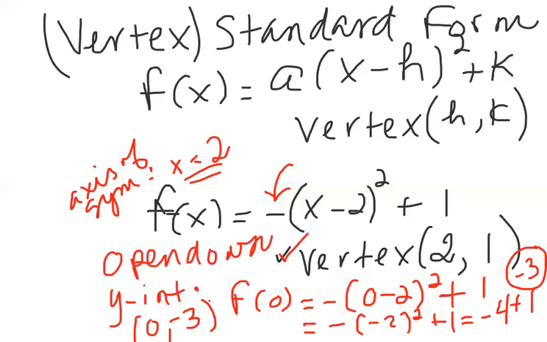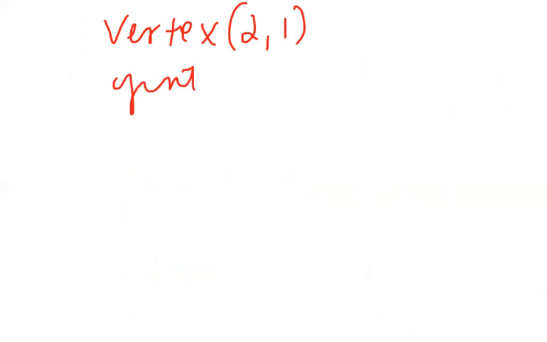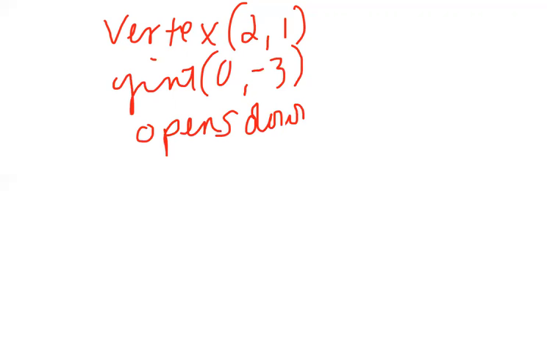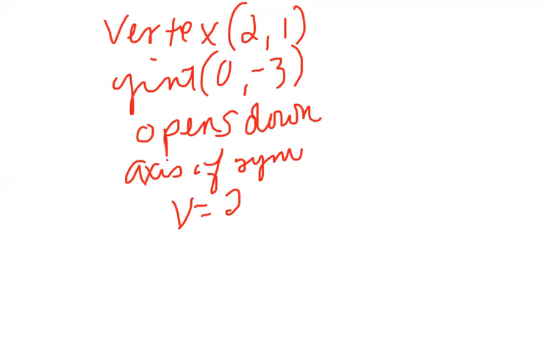You guys have to remember all of this because I'm erasing this, okay? All right, so the vertex is 2, 1. The y-intercept is 0, negative 3. And then, guys, what did we say? It opens down. And the axis of symmetry, the line of symmetry, is going to be x equals positive 2. So let's graph this one.